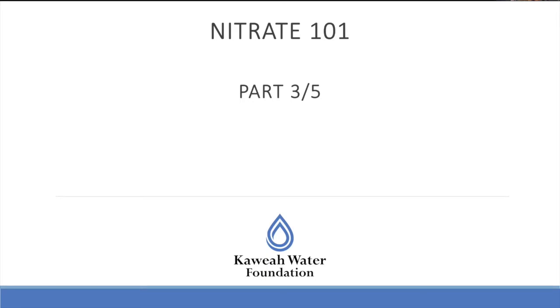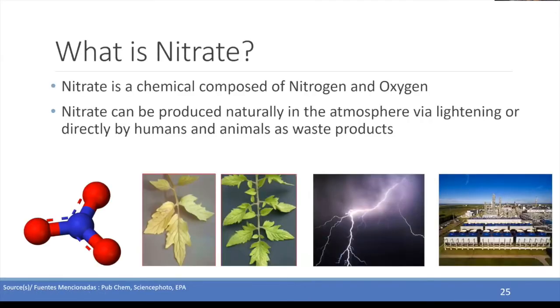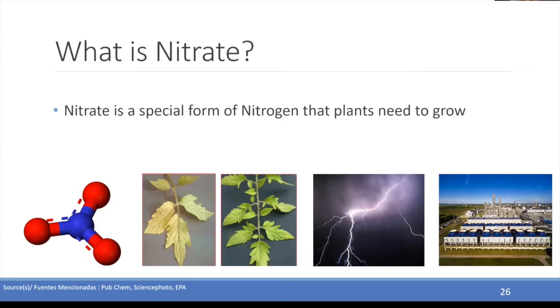So we're now beginning to focus on nitrate, which is part 3 of 5. And I'll be describing the slides as we go along. If you have the slides printed out, we are on slide 25. What is nitrate? Nitrate is a chemical composed of both nitrogen and oxygen, and it can be produced both naturally from lightning or also directly by humans and animals as waste products. Nitrate is a special form of nitrogen that plants need to grow.